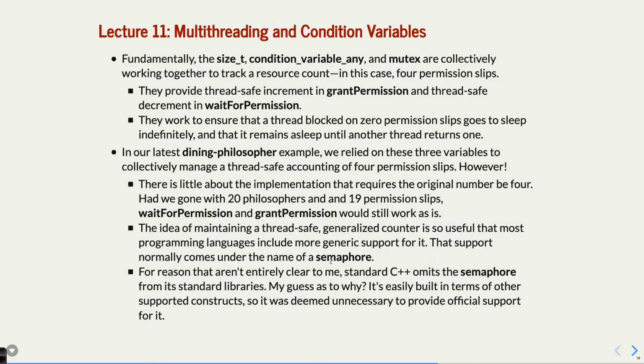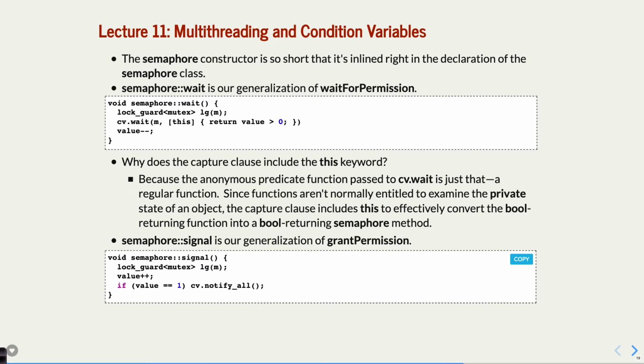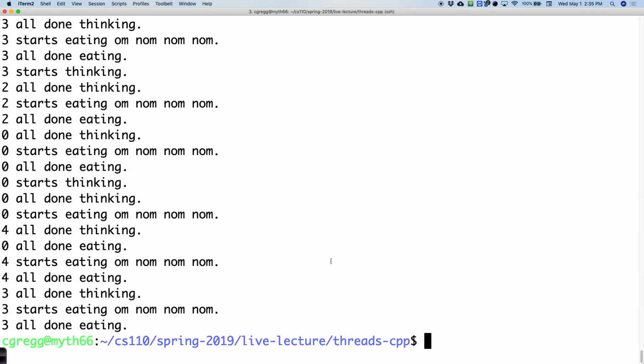Your question came up earlier: are condition variables built into C++? Yes, they're a library. The bigger question is, why isn't a semaphore built into the library? Who knows? Turns out it's really easy to build one, because all we're doing is really wrapping around that variable that's the count we have. Why didn't they just build it in there? Who knows? Maybe some other version of C++ will have that in there, but they don't have it. But let's actually see how it's built. The semaphore constructor is so short that it's inlined. Let me actually show you this.